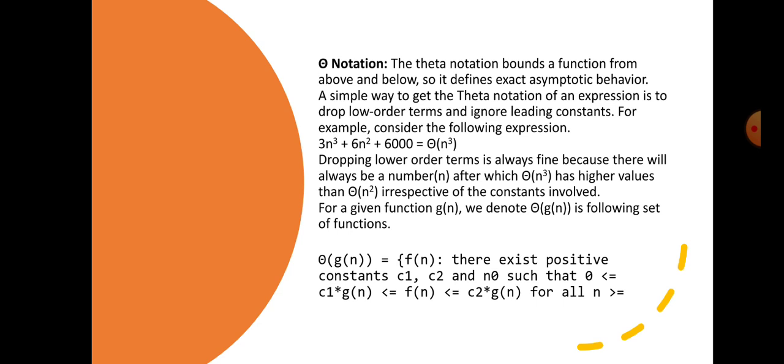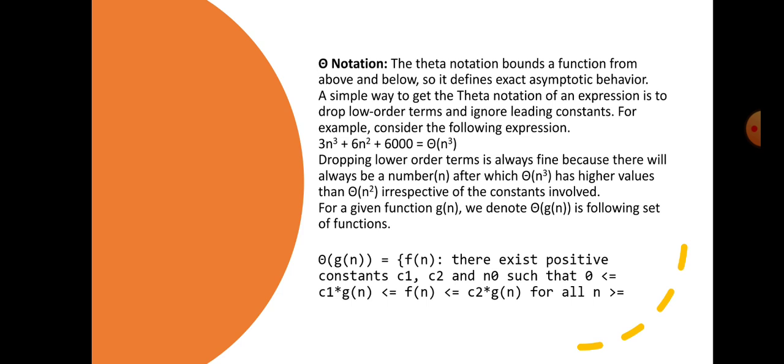Theta notation. The theta notation bounds a function from above and below, so it defines exact asymptotic behavior. A simple way to get the theta notation of an expression is to drop lower order terms and ignore leading constants. For example, consider the following expression: 3n cube plus 6n square plus 6000 equals theta of n power 3. Dropping lower order terms is always fine because there will always be a number n after which n cube has higher values than n square, irrespective of the constants involved.